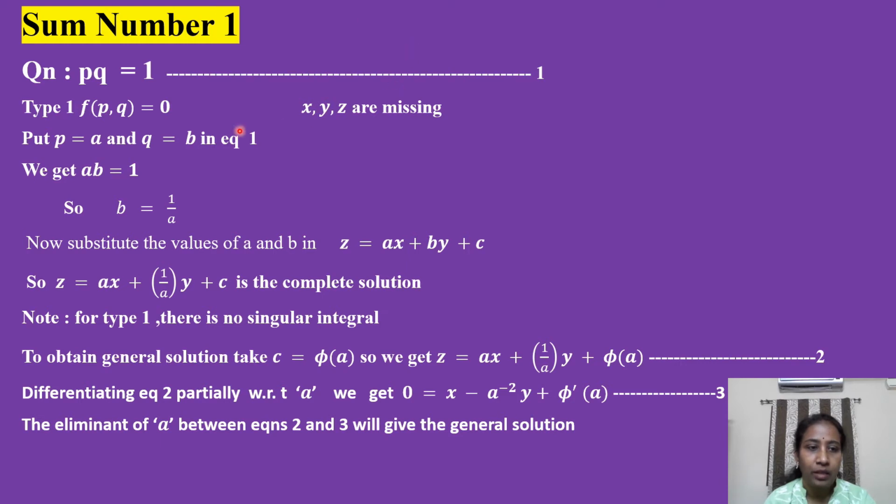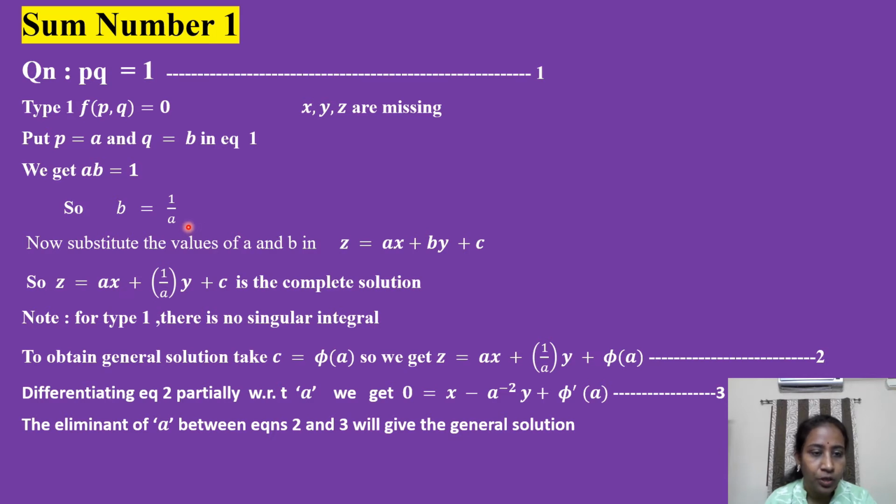Now sum number 1, the question is pq is equal to 1. Clearly this has only p and q; x, y, z are missing, so it comes under type 1, f of p, q equal to 0. Now let us go to the steps to solve this equation. We are going to put p equal to a and q equal to b in the equation 1. So we get ab equal to 1. From this equation I am going to find the value of b. So b is equal to 1 divided by a.